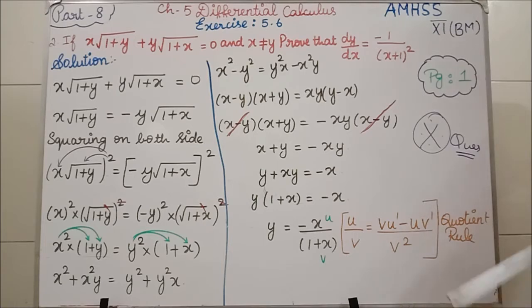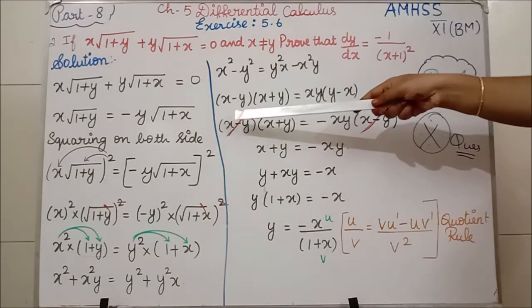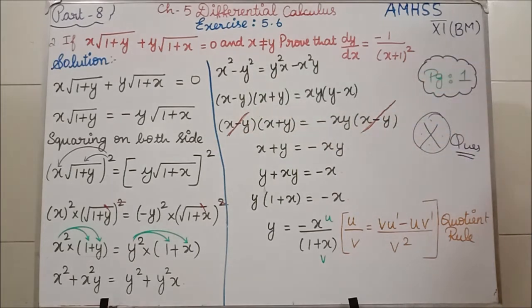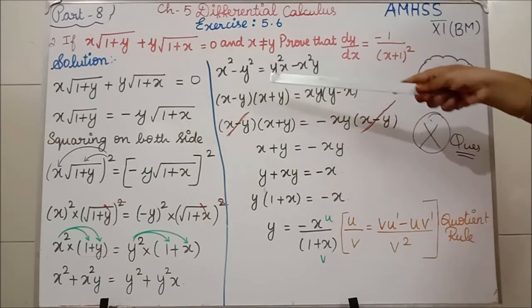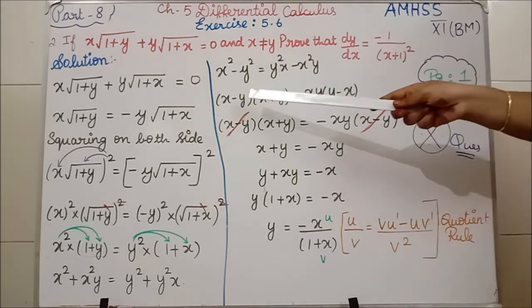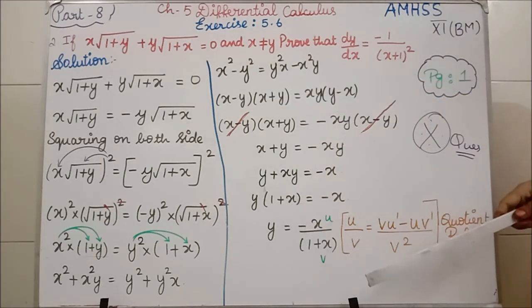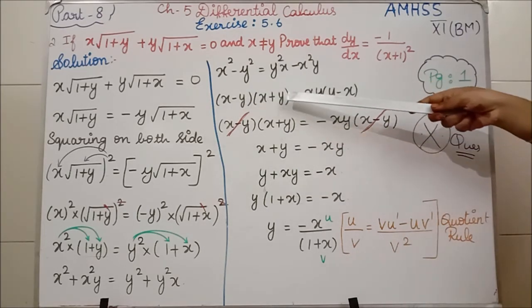Now if you see, x square minus y square is equal to y square x minus x square y. So what is the x square minus y square formula? a square minus b square is what? (a minus b) into (a plus b). You have learnt this formula in 10th standard, isn't it? So here instead of a and b, we are having x and y. So how can we write now? x minus y, x plus y. Okay, (x minus y) into (x plus y).